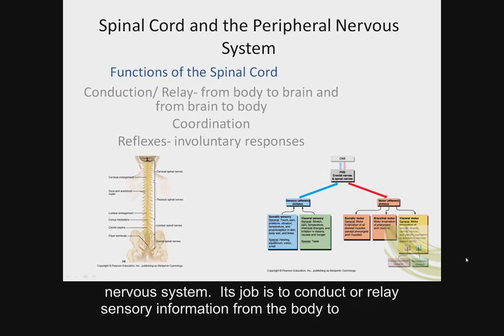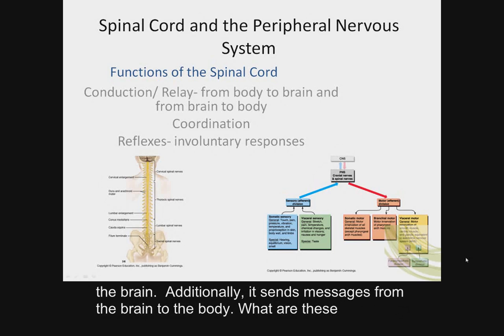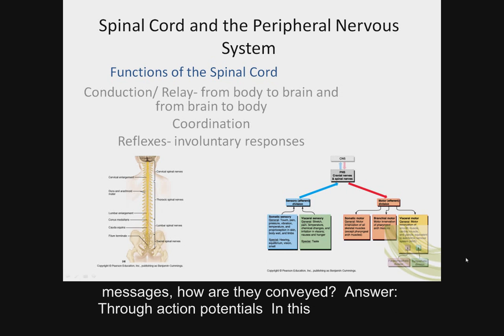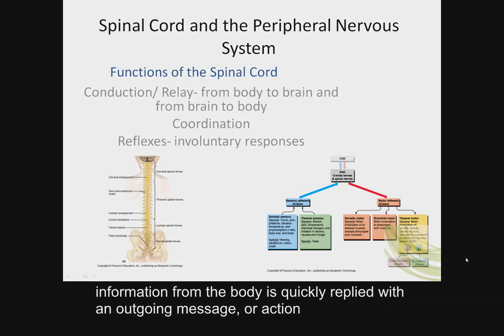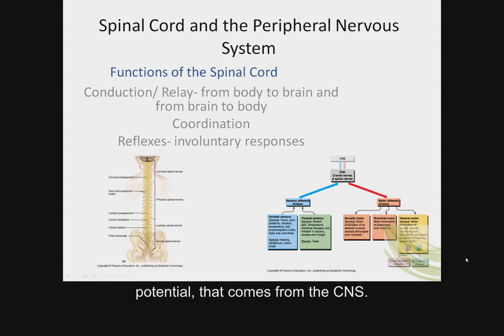Its job is to conduct or relay sensory information from the body to the brain. Additionally, it sends messages from the brain to the body. What are these messages? How are they conveyed? Answer: through action potentials. In this segment, you will also learn about spinal reflexes. This basically means that sensory information from the body is quickly replied with an outgoing message or action potential that comes from the central nervous system.